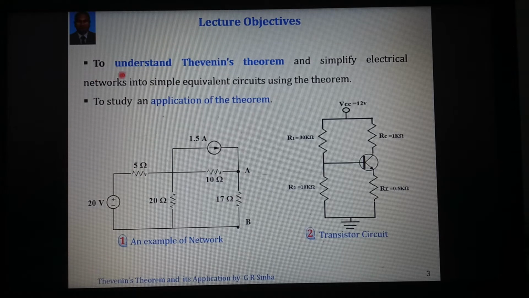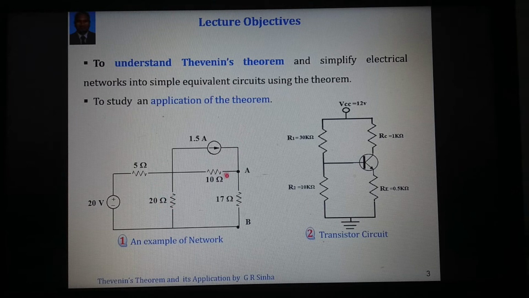One of the objectives is to understand Thevenin theorem and simplify some electrical networks into simple equivalent circuits using the theorem. That is one of the objectives of this lecture. The second is to study an application of the theorem. If we see an example of a network, which is network number 1, this is a network where we can see that there are two energy sources. One is a voltage source and there is a current source, and there are many other elements.